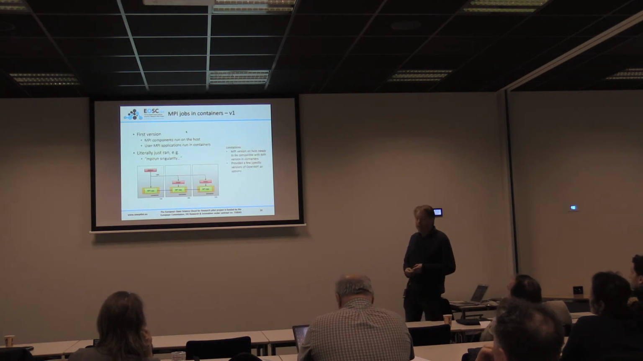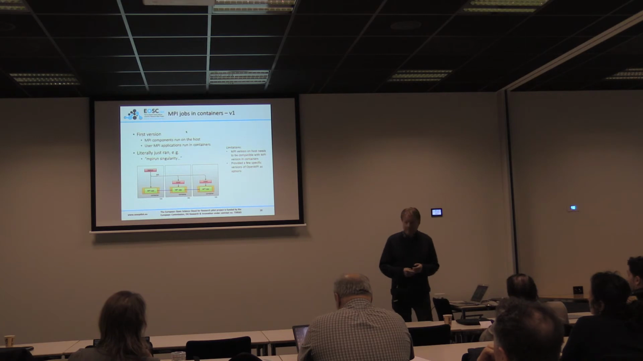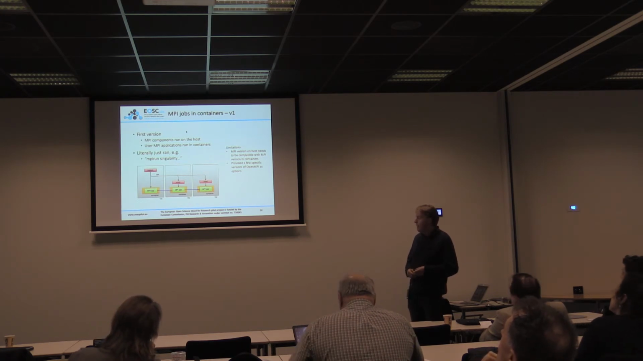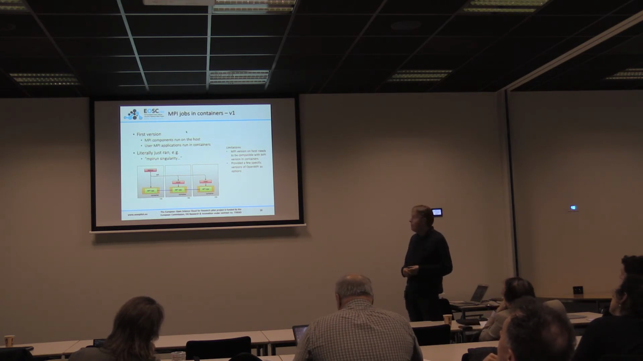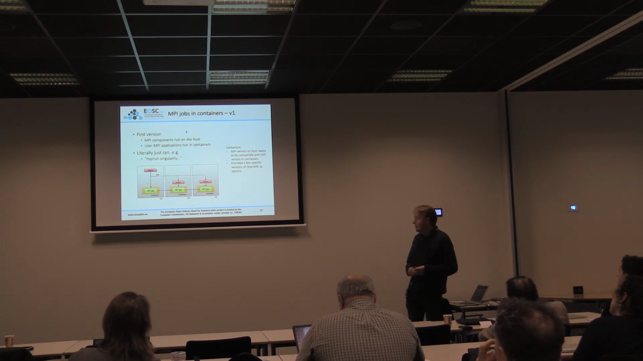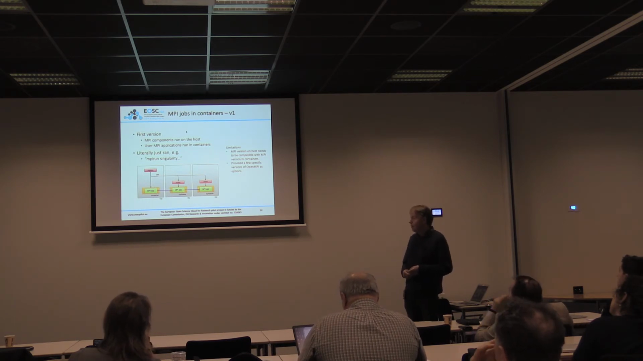For MPI jobs in containers, in the first version, we did the more standard approach where we have some of the MPI components on the hosts and then use that with the MPI applications in the containers. But the problem with that is that the MPI version on the host needs to be compatible with what's in the container. So when we had this model, we had a few specific versions of OpenMPI, and then users had to say what version they wanted. And then you'd hope that it would work with what's in their container, which it sometimes did, but sometimes didn't.